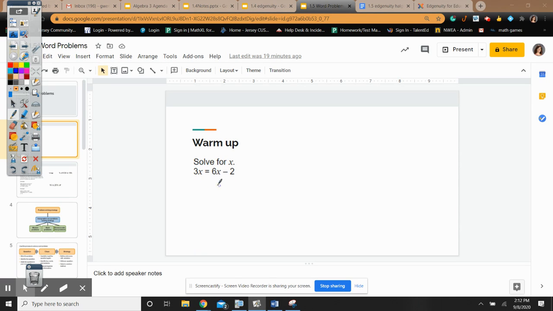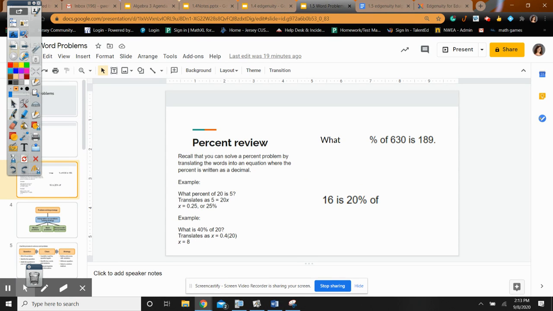Most people don't like to leave 0 on one side, so I'm going to go ahead and subtract 6x here. That will give me negative 3x equals negative 2. Divide both sides by negative 3, and I get x equals positive 2/3. Okay, so that's a little warm-up on solving equations, and now we're going to talk a little bit about percents.